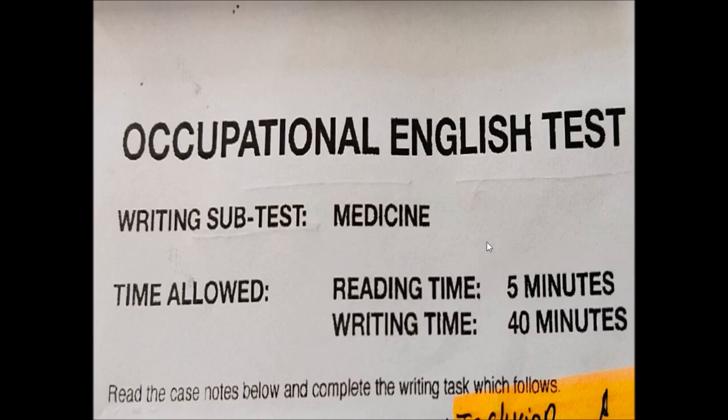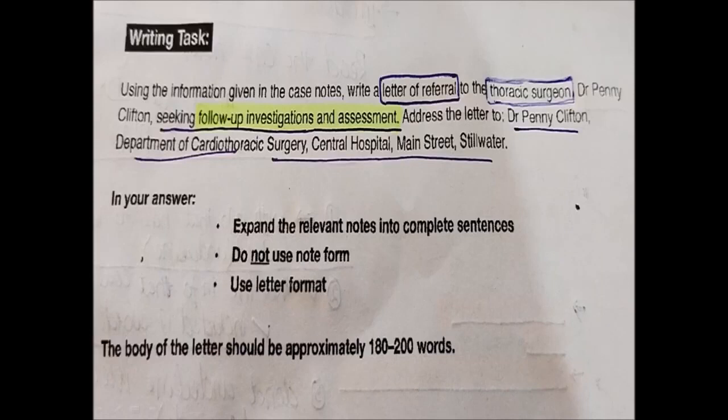So guys, before you start writing your letter, read the case note comprehensively and very carefully, and underline the information you want to include in your letter, and then move to your writing task. In the case notes, first of all we have to read the writing task. Move to the end of your case notes and read the task carefully. You have to underline 3 to 4 pieces of information.